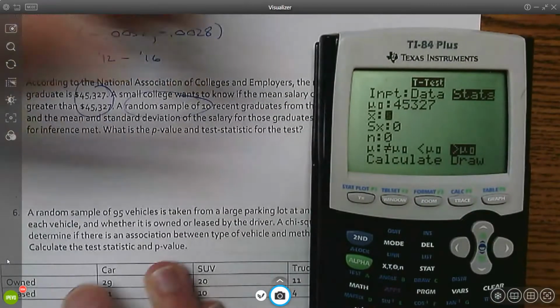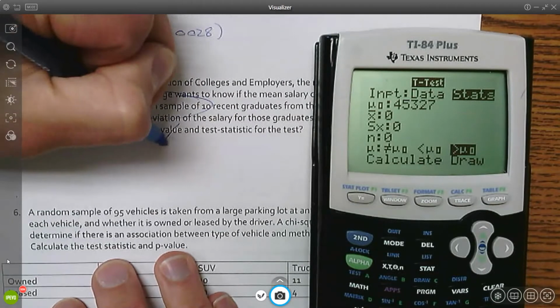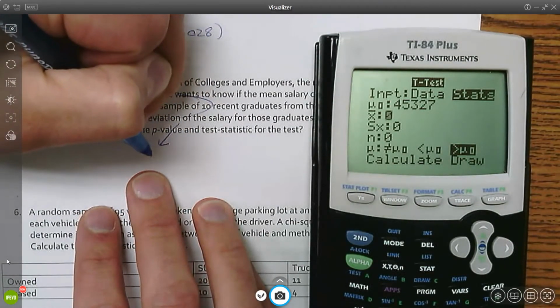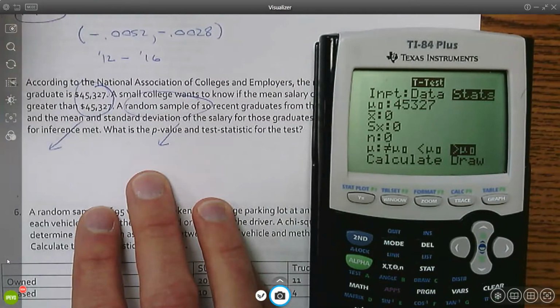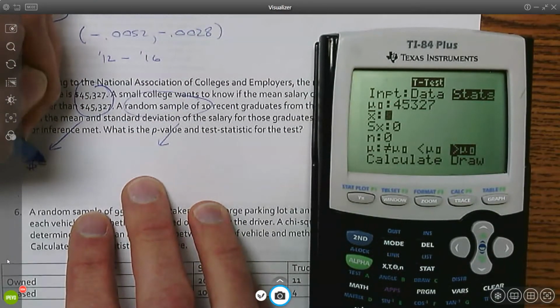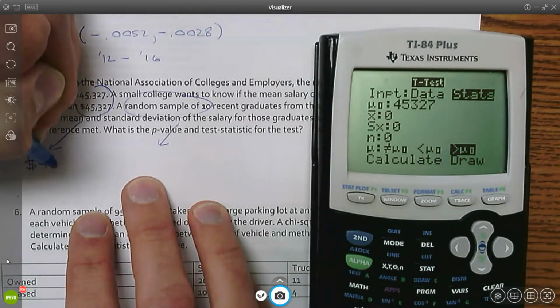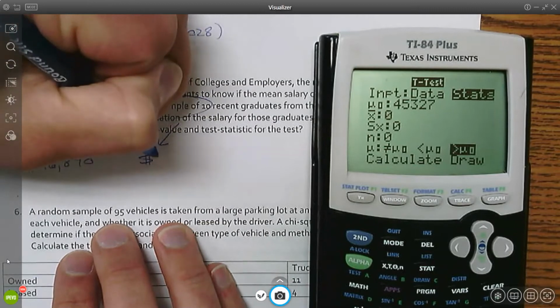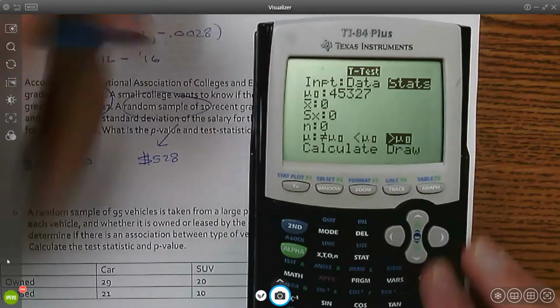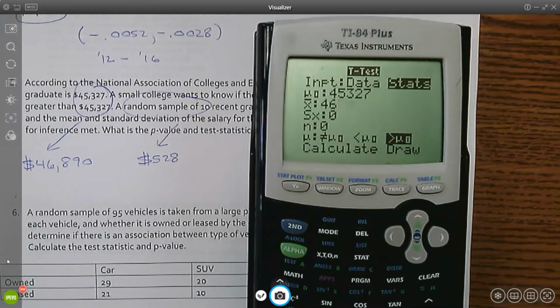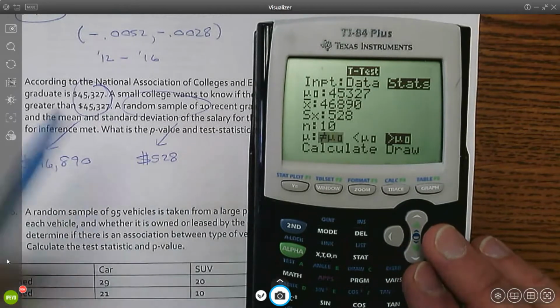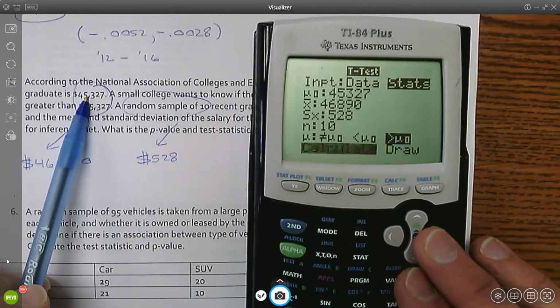Well, I'm going to write this in and then I'll put it on your sheet because you need those to do this test. So the mean is, let's say, 46,890. And the standard deviation will go with 528. So the sample mean, 46,890. Sample standard deviation, 528. And they sampled 10 graduates. The alternative, we believe it's greater than this 45,000.